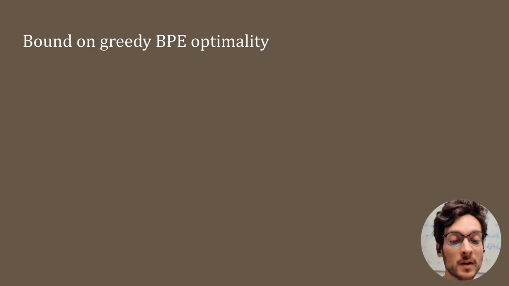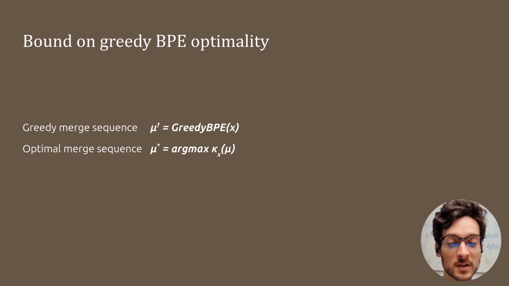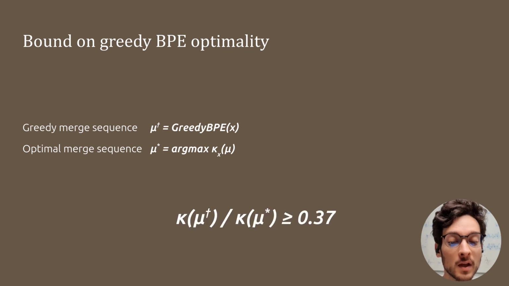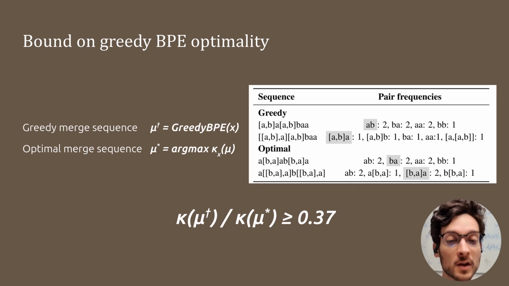Now, if you compare two particular merge sequences, one that comes from greedy BPE and one that's the best possible one given a length constraint, we are able in the paper to prove that the greedy merge sequence is not arbitrarily bad, but only at most roughly 3 times worse than the optimal merge sequence. You can walk through this example to understand how it can happen that greedy BPE produces a suboptimal merge sequence.